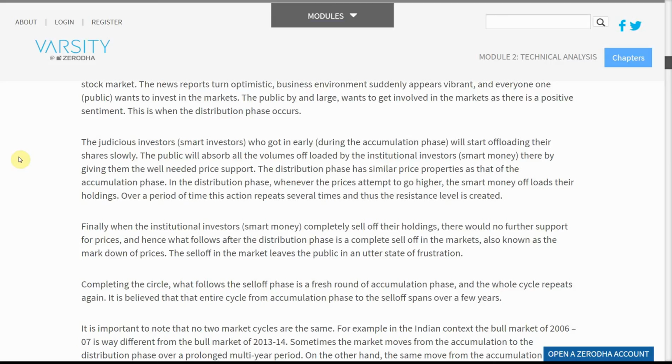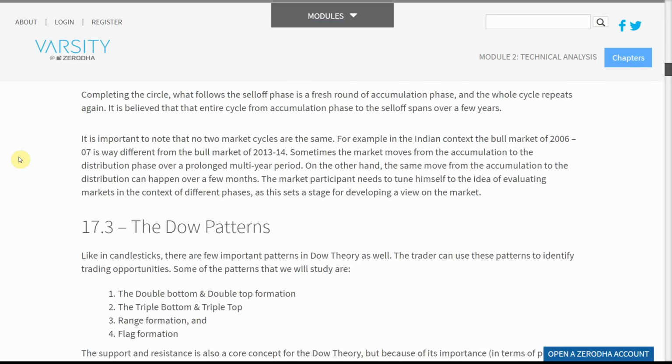The sell-off in the market leaves the public in an utter state of frustration. Completing the circle, what follows the sell-off phase is a fresh round of accumulation phase, and the whole cycle repeats again. It is believed that the entire cycle from accumulation phase to the sell-off spans over a few years. It is important to note that no two market cycles are the same.